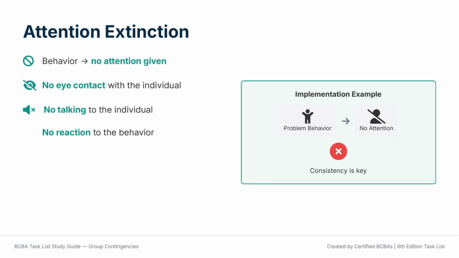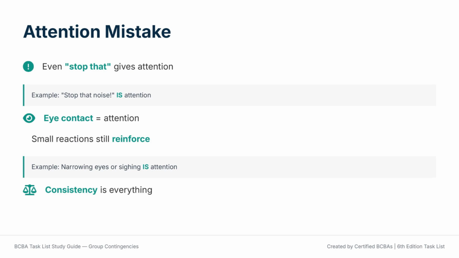A very common mistake is unintentionally providing attention. Even minimal reactions like saying "stop that" or making eye contact provide attention, inadvertently reinforcing behavior. From a behavioral perspective, any response that the individual finds reinforcing counts as attention. So extinction fails when we accidentally provide even small amounts of reinforcement. Maintaining a neutral response consistently is essential to effectively manage behavior without reinforcement. This is why consistency is essential.